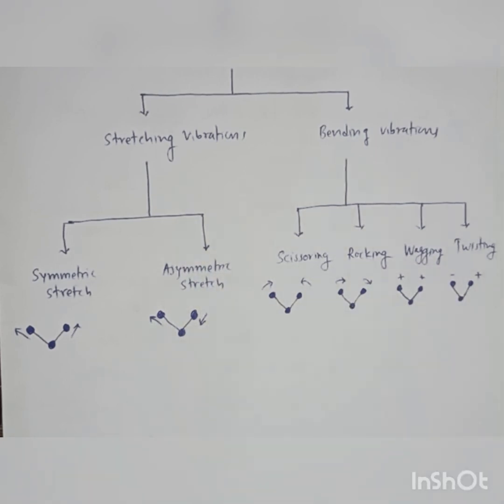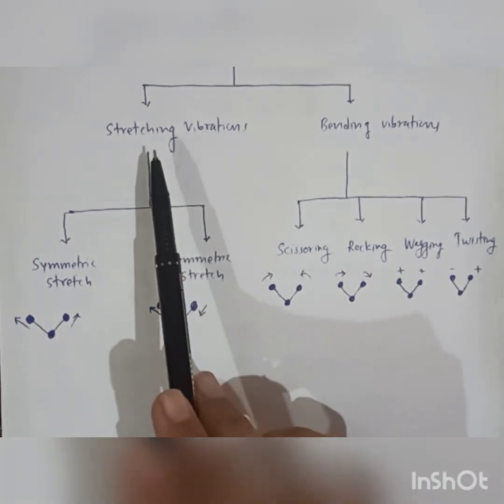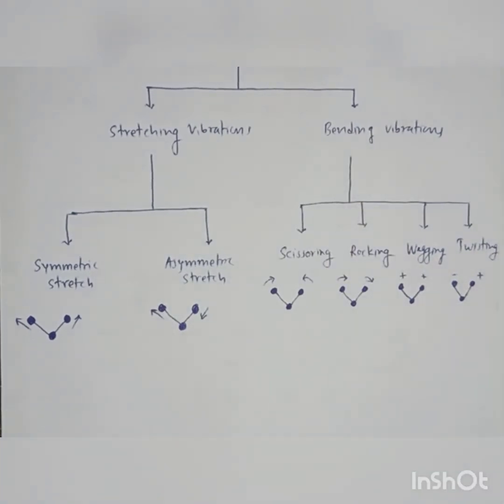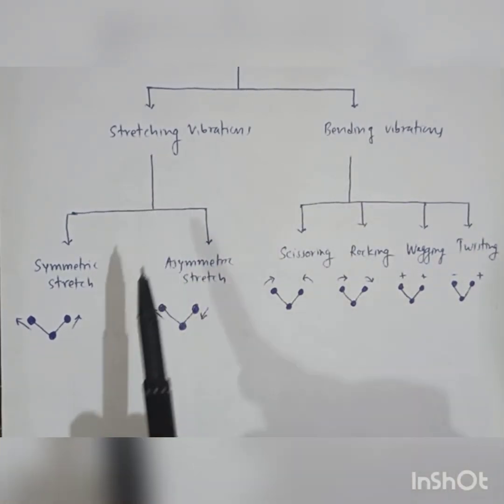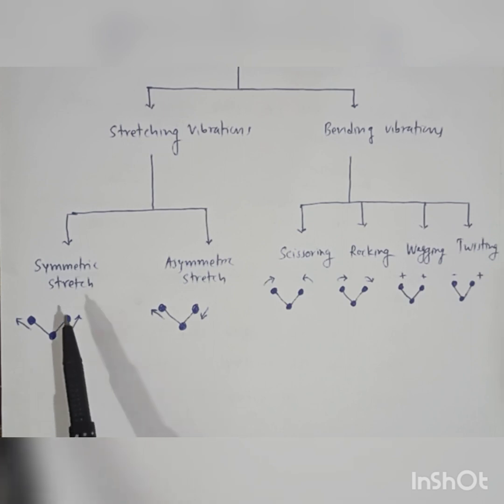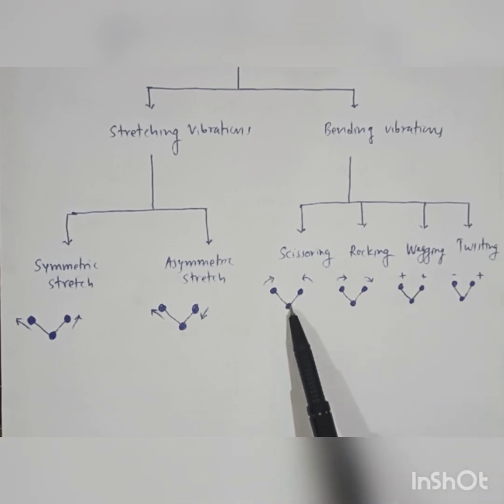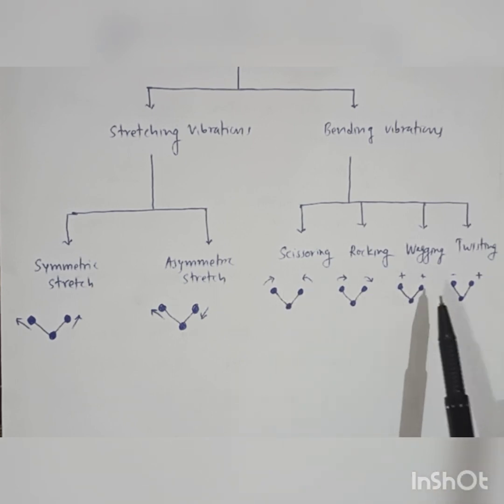So these are the modes of vibration, basically stretching vibration and bending vibrations. These are the two types. Stretching is classified again into two types, symmetric stretch and asymmetric stretch, and bending vibrations are of four types: scissoring, rocking, wagging, and twisting.